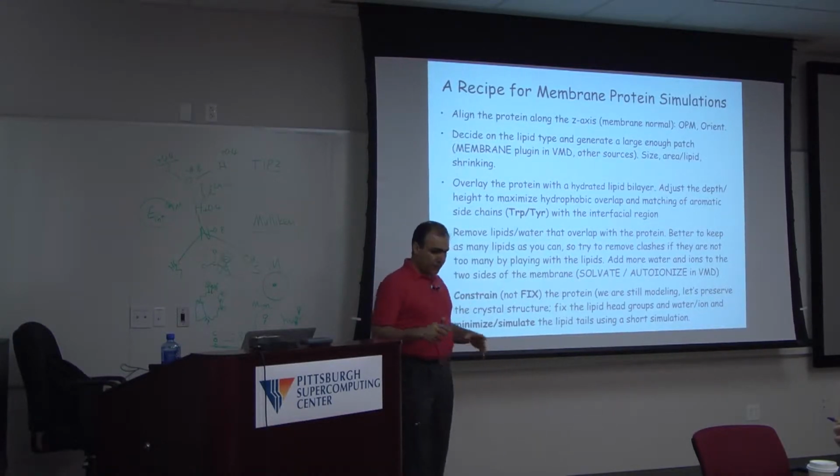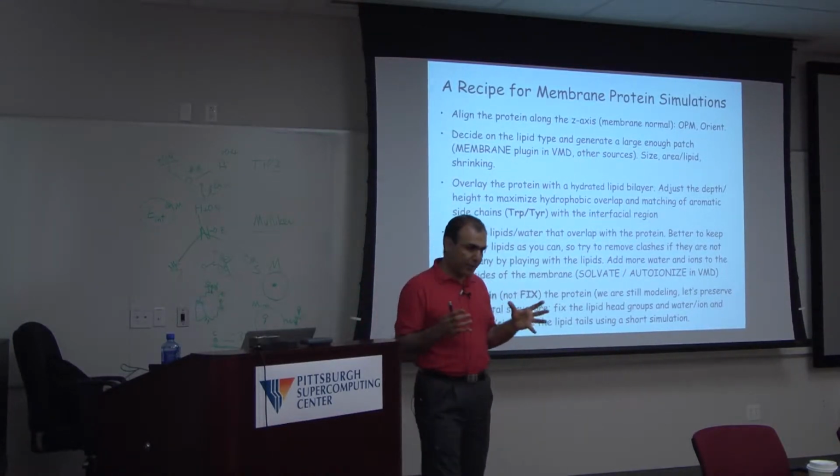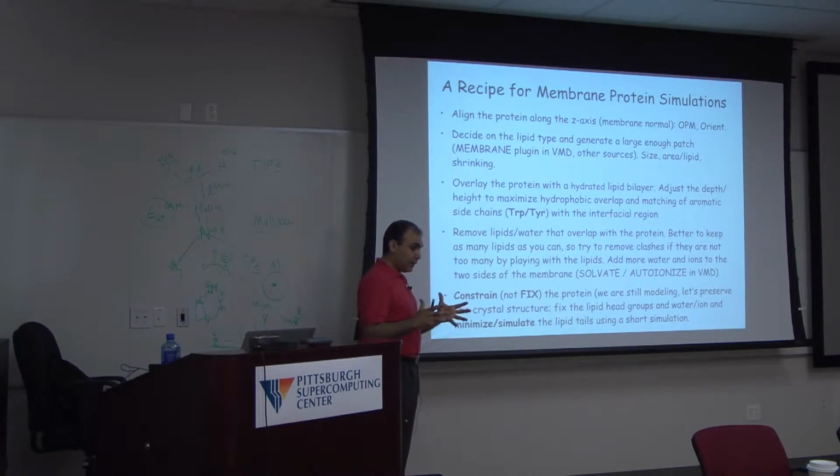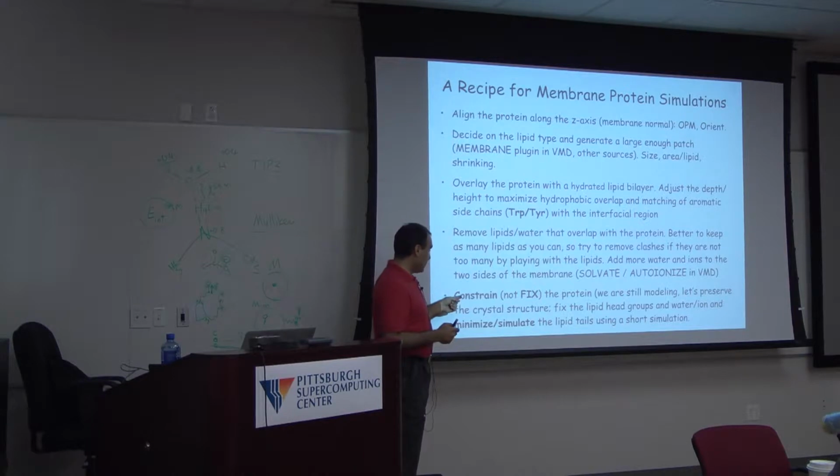Then, once you have a reasonable starting point for your simulations, we are going to constrain the protein, because the protein comes from the crystal structure. We want to preserve that while we are doing all these crazy modeling steps. We don't want to introduce perturbation to the protein during this phase. We constrain it, not fix. What is the difference between constraining and fixing?